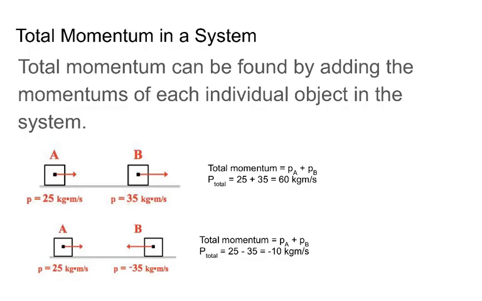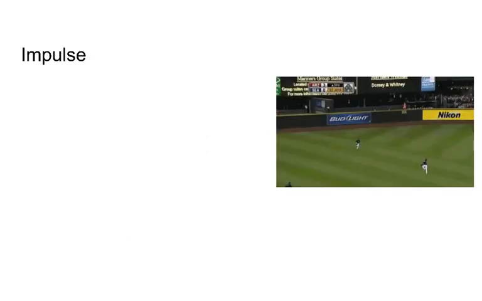We also talked about the total momentum in a system, and we wrote that equation. That total momentum was just the momentum of object 1 plus the momentum of object 2 plus the momentum of object 3, and so on and so forth, however many objects you have in your system. And we looked at that with the lab where you added the momentums of two different objects together to get a total momentum. All right, then today we're going to talk about impulse.